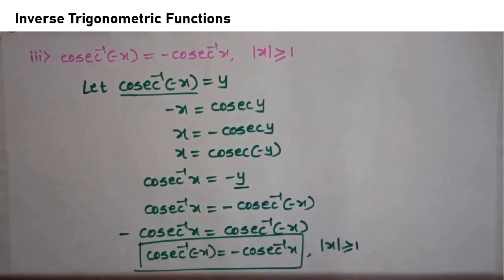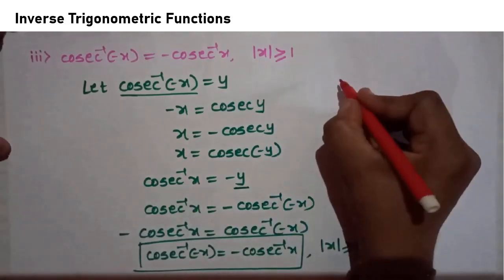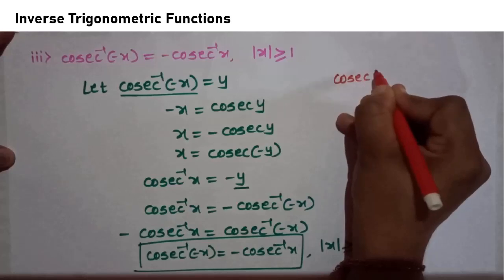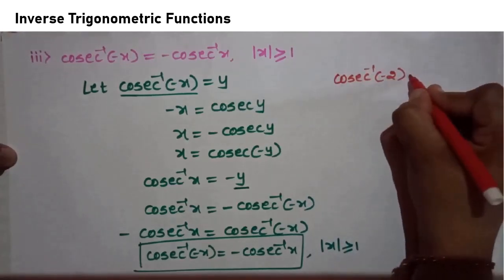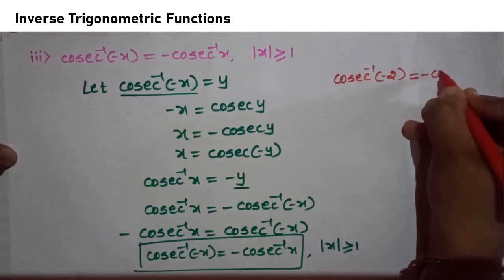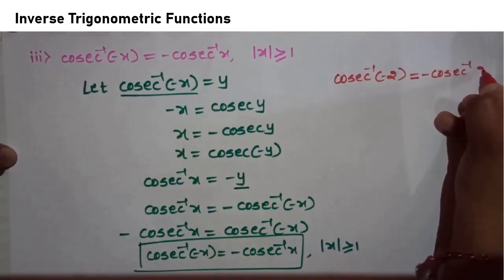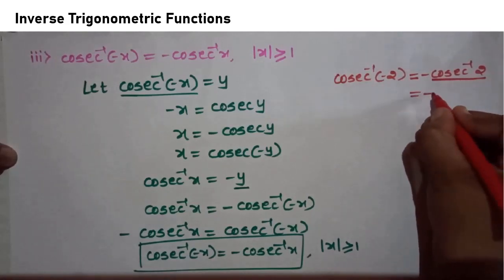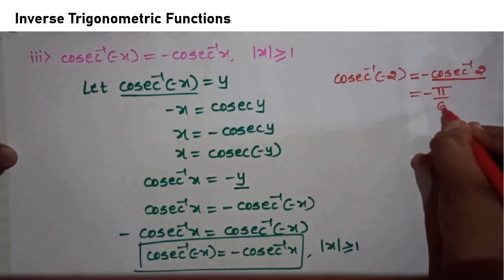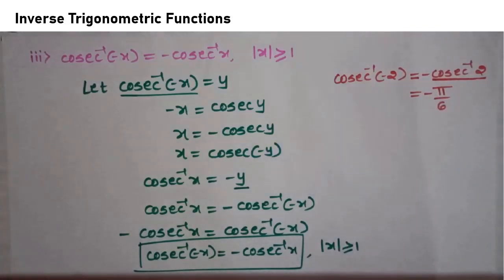So how to apply this property? They will ask: find the principal value of cosec inverse of minus 2. You already know cosec inverse of minus x is minus cosec inverse x, so we can write minus cosec inverse 2. For which angle is cosec giving 2 as the answer? For 30 degrees, so that is nothing but minus pi by 6. Like this we can apply this property. Property number 3: cosec inverse of minus x is minus cosec inverse x.